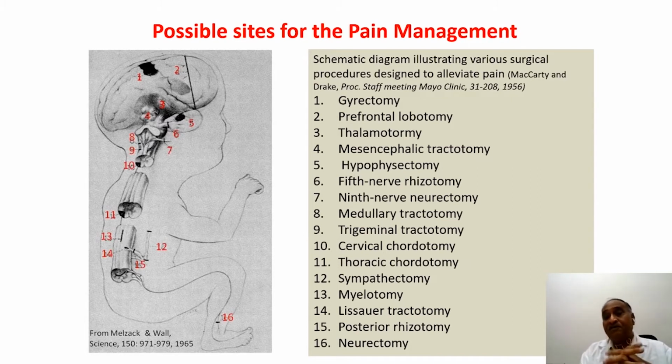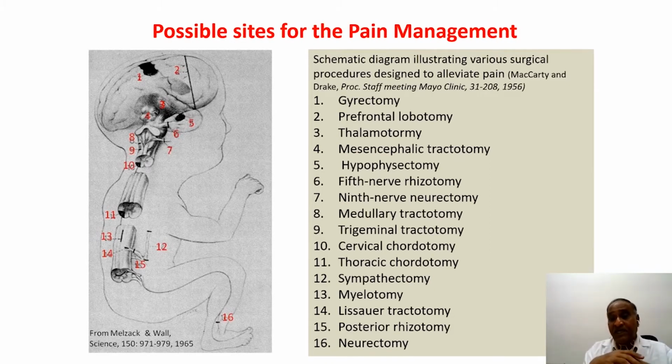Sympathectomy was practiced for relieving pain associated with the intermittent claudication arising from thromboangiitis obliterans or Buerger's disease. Myelotomy, that means the point of crossing is severed, that is the midline sectioning, so that the pain fibers do not cross to the opposite side and they will not ascend into the lateral spinothalamic tract.